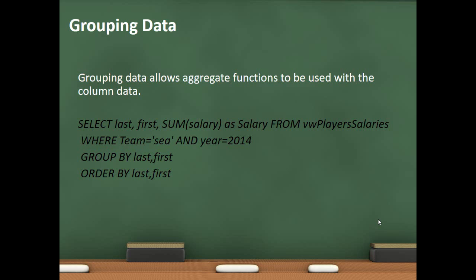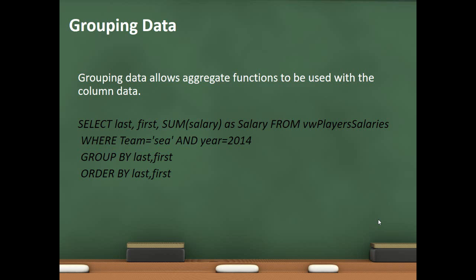But what I want to have is I want to have all the Seattle Mariner players that played in the year 2014, I want to know their last name, their first name, and how much money they made in 2014 playing for Seattle. And when I get that data back, I'd like that data returned back to me in the last name and then the first name order. So basically that's what we've got right here.